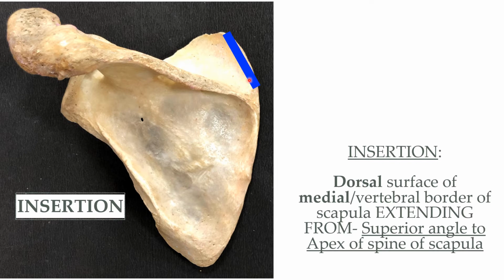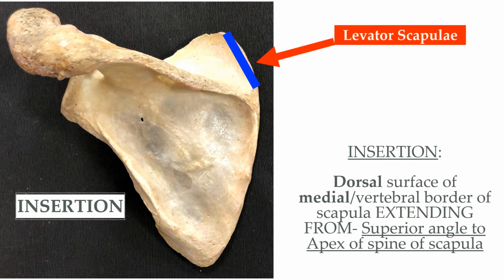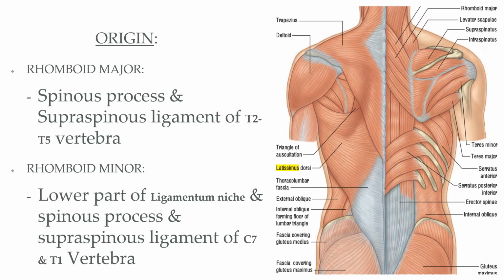So this blue line represents the site of insertion of levator scapulae. Let us see the site of origin of rhomboid major and rhomboid minor. In this illustration, you can see this narrow muscle is rhomboid minor and this wider muscle is rhomboid major muscle.